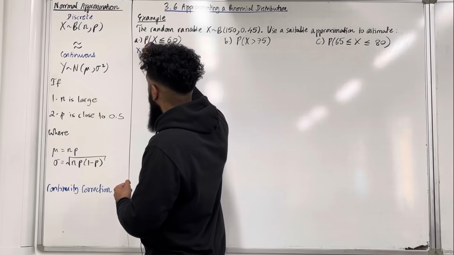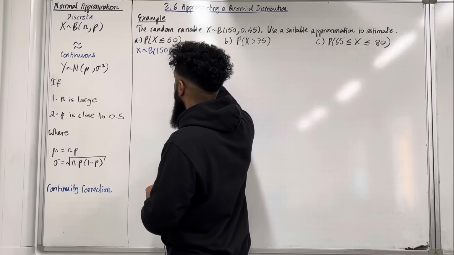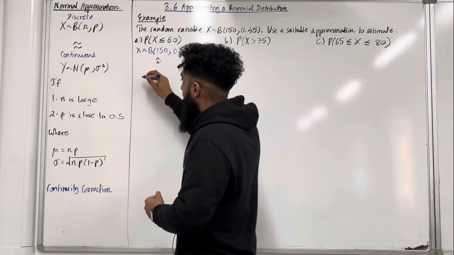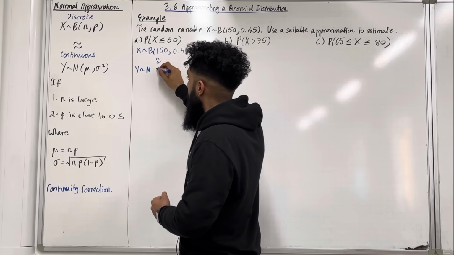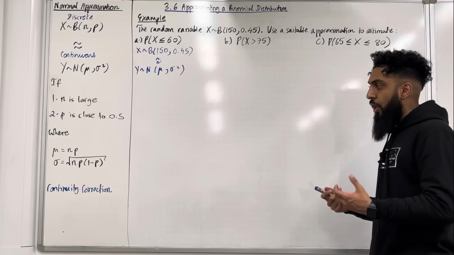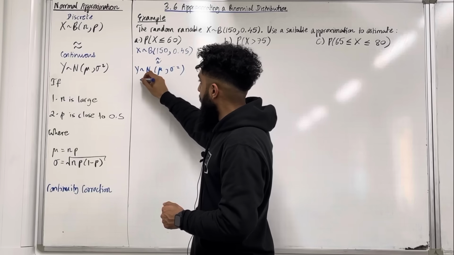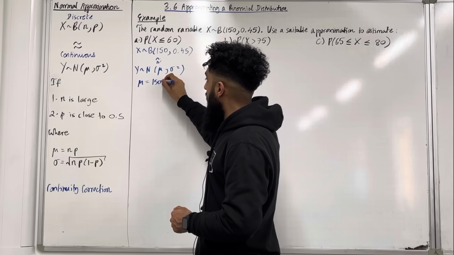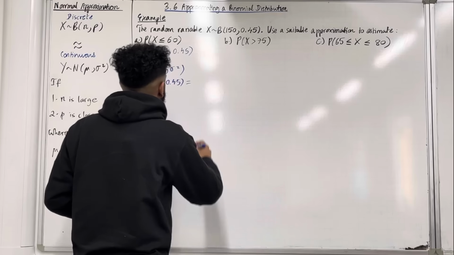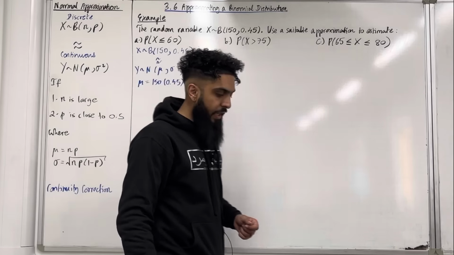Firstly, we know that X follows a binomial distribution with sample size 150 and fixed probability 0.45. We're going to approximate this to a random variable Y, which follows a normal distribution with mean mu and variance sigma squared. Now, to calculate the mean mu, we have to use the formula n multiplied by p. So mu is given by 150 multiplied by 0.45. If I put this into my calculator, I get 67.5. Okay, so that there is the mean mu.